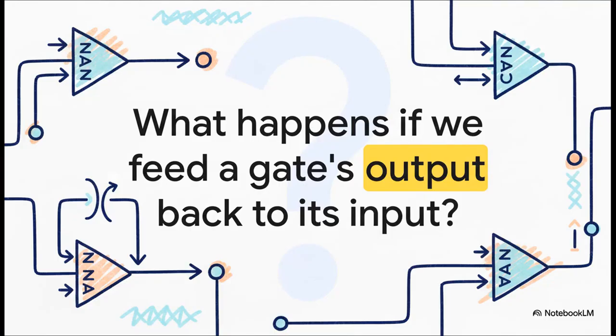What happens if we feed a gate's output back into its own input? We create a feedback loop. See, instead of information just flowing in a straight line, from input to output, we grab that output and we route it right back to the beginning. And it's inside this simple little loop that the magic of memory is born.